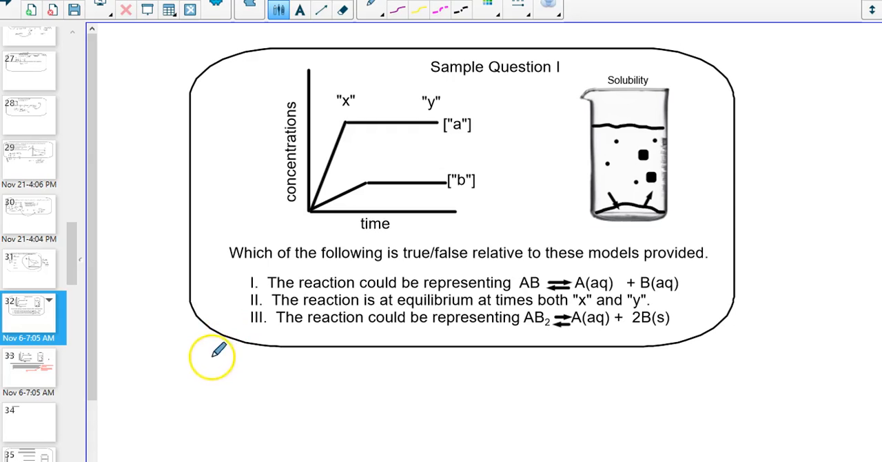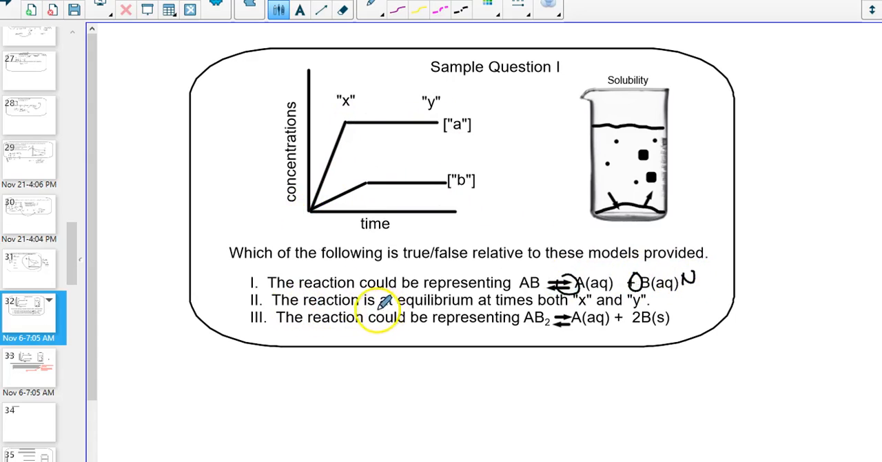All right, and finally, okay, got one last question here. Which of the following is true or false relative to these models? All right, which of the following is true? Okay, the reaction could be representing AB goes to A plus B. In this case, we're gaining two things, but I'm gaining A at twice the rate at which I'm getting B. So that's not matching the stoichiometric ratio. So I'm going to say no.